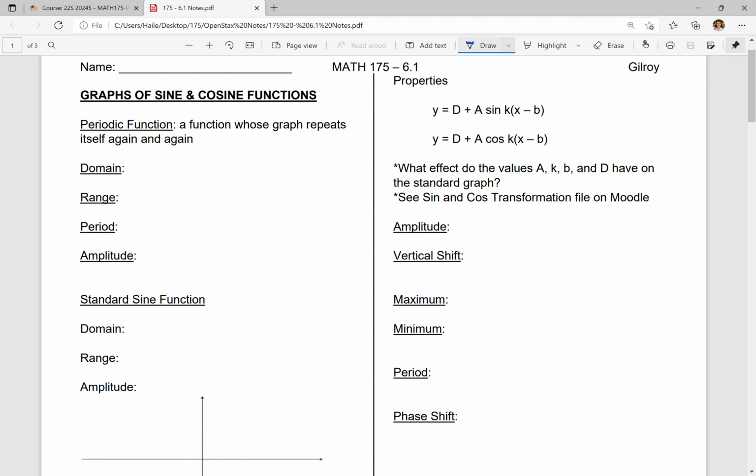First of all, the domain is the x values. In the case of sine and cosine, these are going to be the angles that we plug into the function. The range is the y values. These are going to be the values of the trig ratios that we get out of the function. And then we also have what's called the period, which is the length of one repetition.